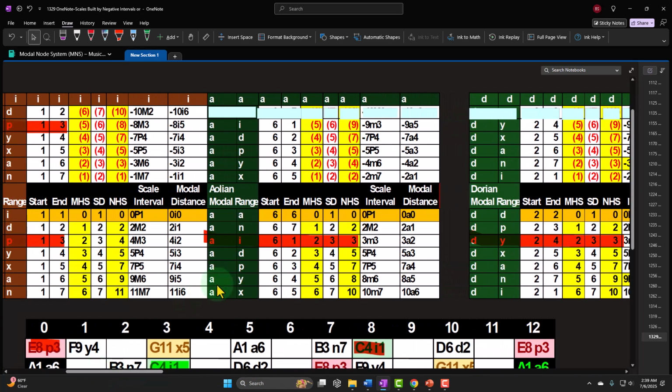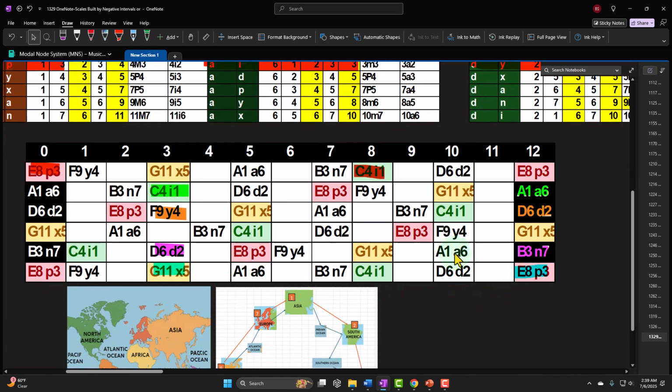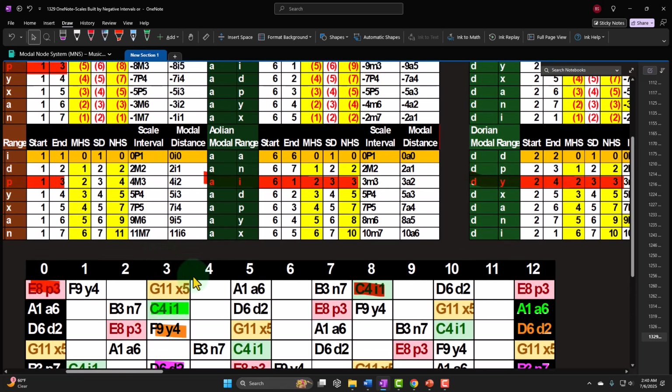Let's take a look at that from the Locrian. 1, 2, 3, 4, 5 modal half steps back, 1, 2, 3, 4, 5, 6, 7, 8, 9 notes back going forward, 1, 2 modal half steps going forward. If that was the 1, it would be the 3rd scale degree going forward. Notes 1, 2, 3 notes going forward.